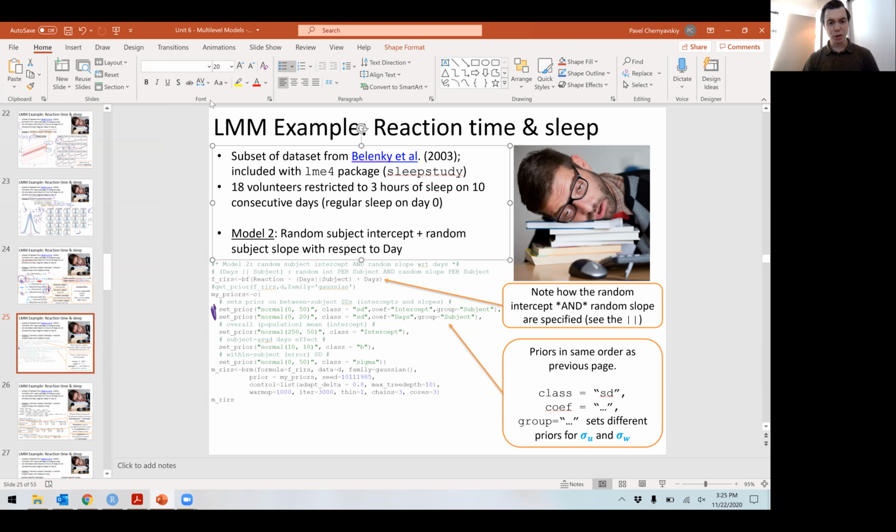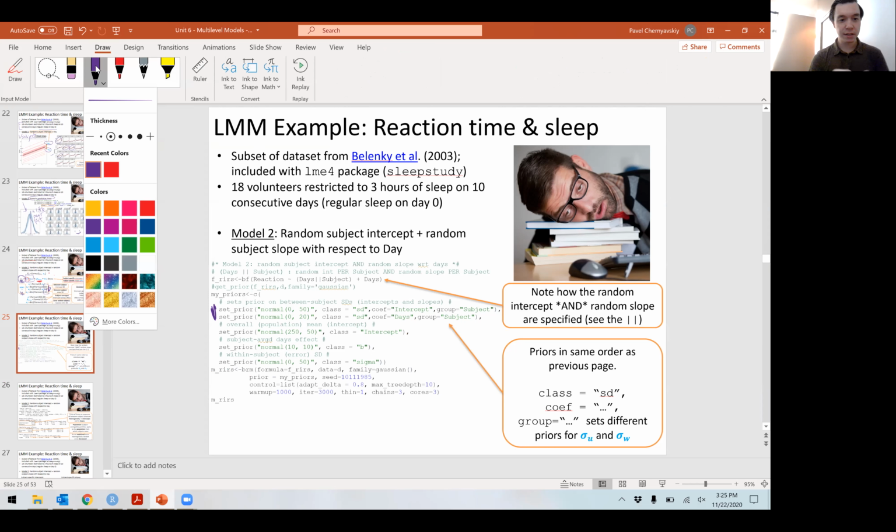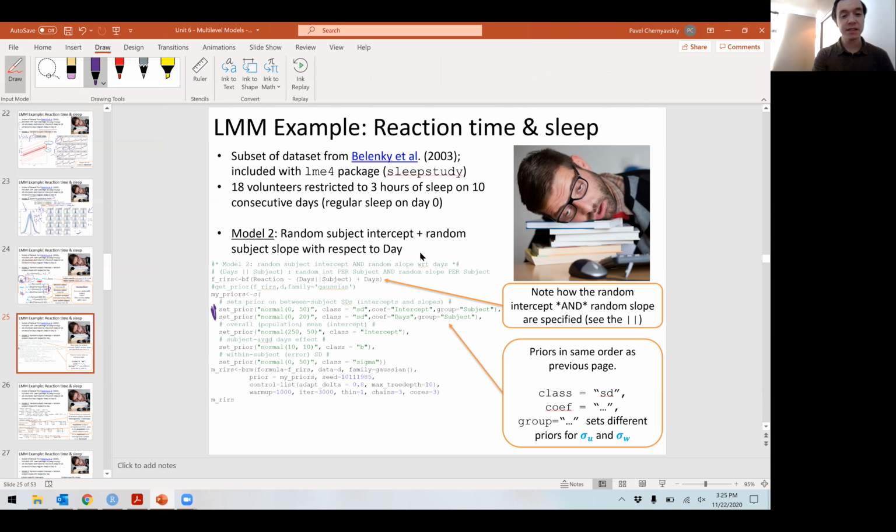Okay. The rest of it looks very similar, something you guys should be very familiar with. You will notice how it's written up here in the actual formula. I'm having a problem with my stylus, which I'm just going to live with, because we're almost done with the semester, guys.